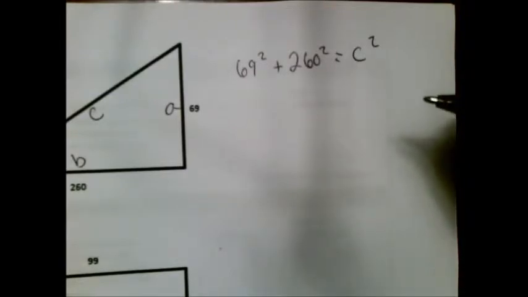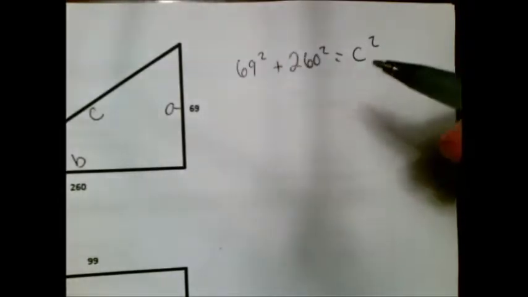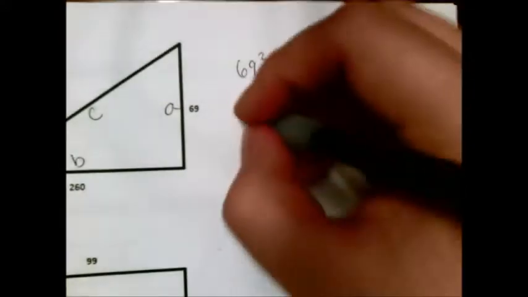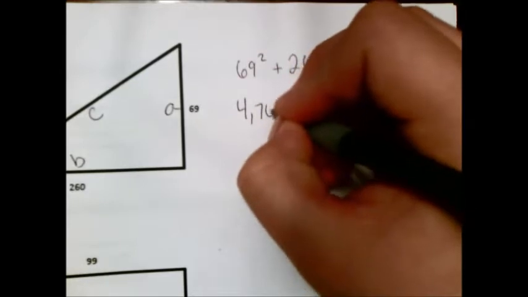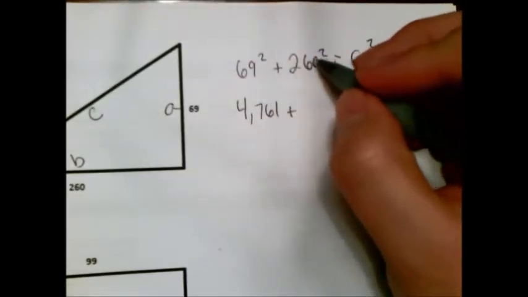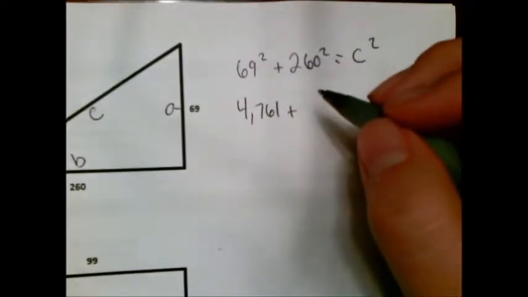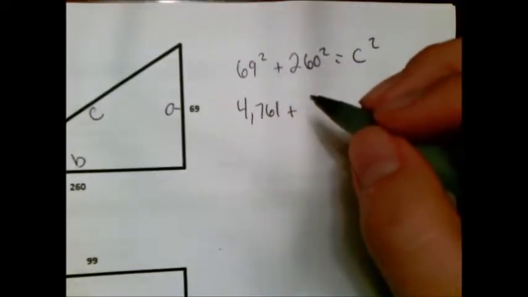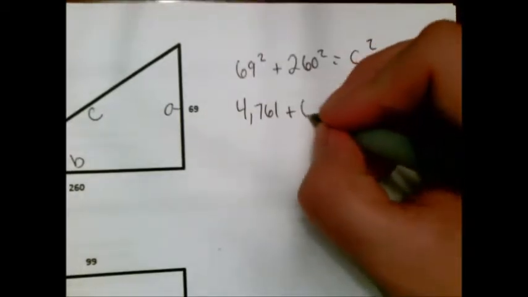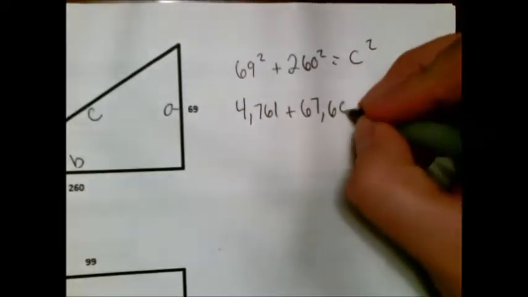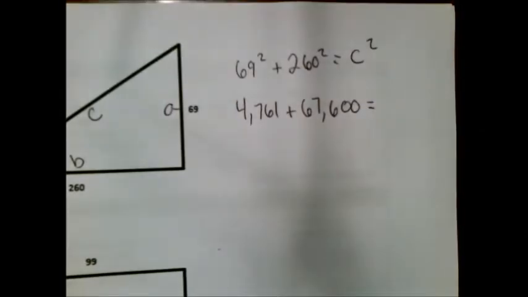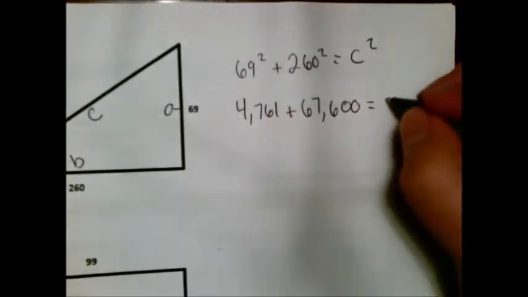So we're going to first take 69 and square it. We're going to take 69 times 69, and we get 4,761 plus 260 times 260. So 260 times 260, and we should get 67,600. Alright, we can set that equal to C squared.